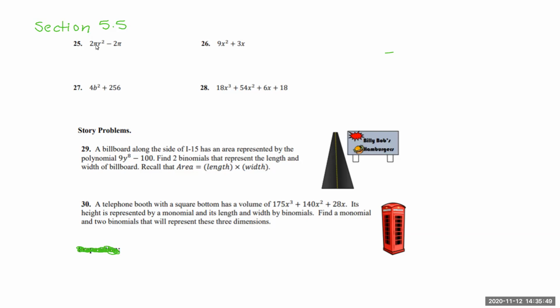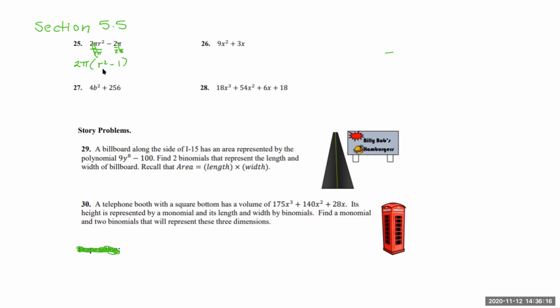The first thing we should always do is see what we can factor out at the beginning. So it looks like there's a 2 and a pi in common with each of these terms. So let's just take that out by dividing pi by each of them. And then when we do that, what we're left with inside is going to be r squared minus 1, because pi divided by pi will just equal 1.